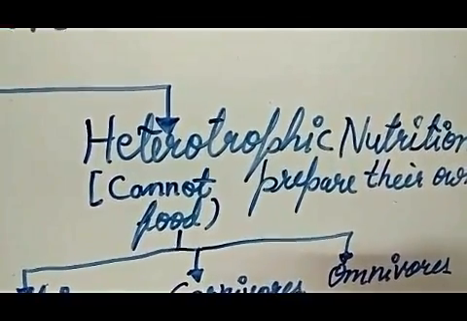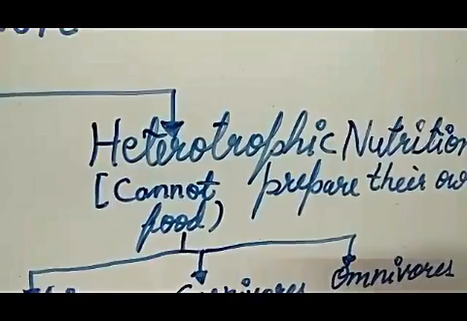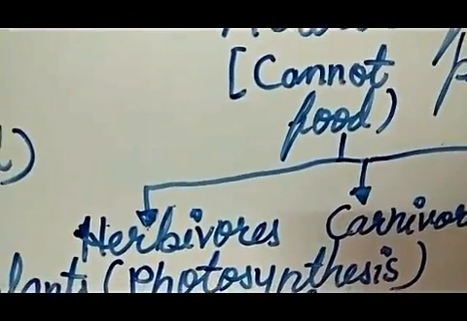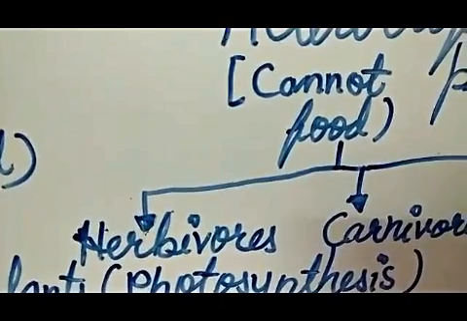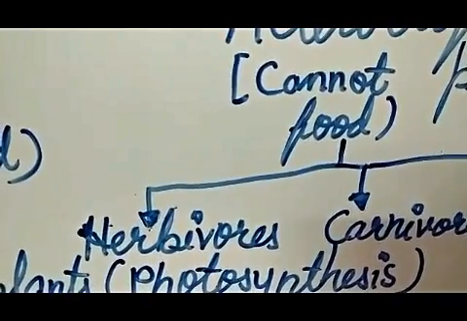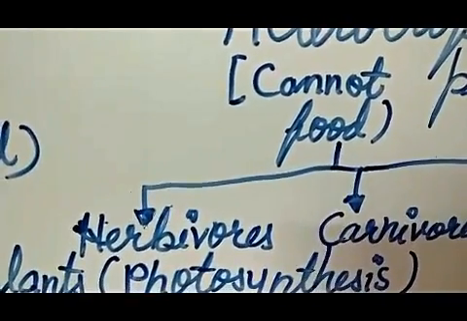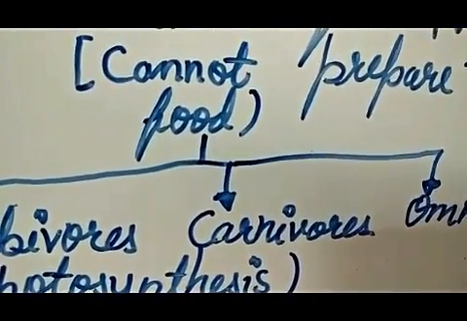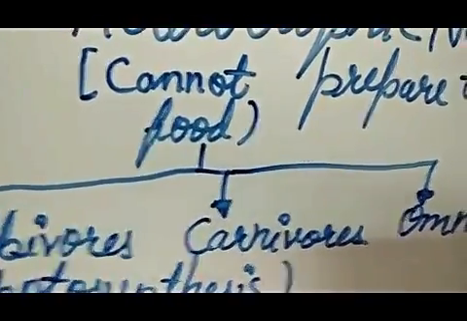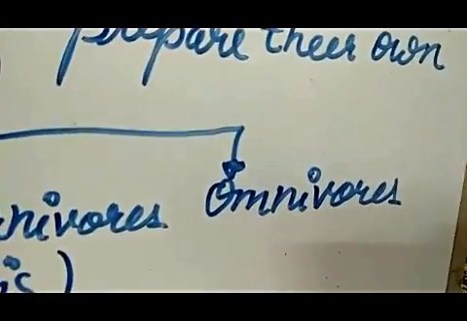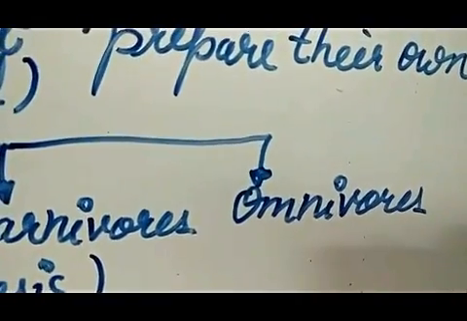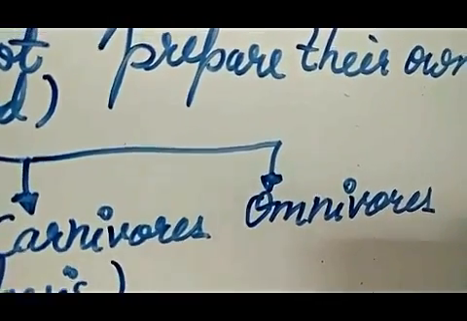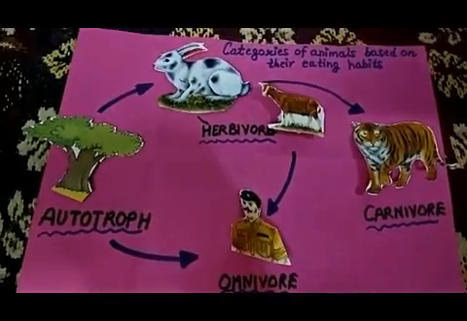Based on their eating habits, animals are divided into three categories. First is herbivorous. Herbivorous animals are plant eaters like cow, buffalo, deer, sheep and goat. Carnivorous animals are meat eaters like tiger, lion and wolf. And the third category is omnivorous. They eat both plants and animals, like humans, crow and cockroach. You can see this chart.